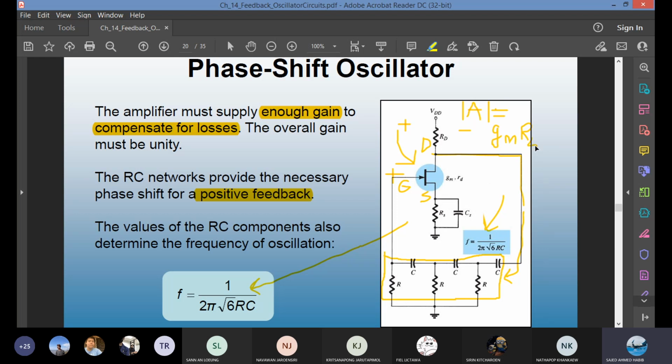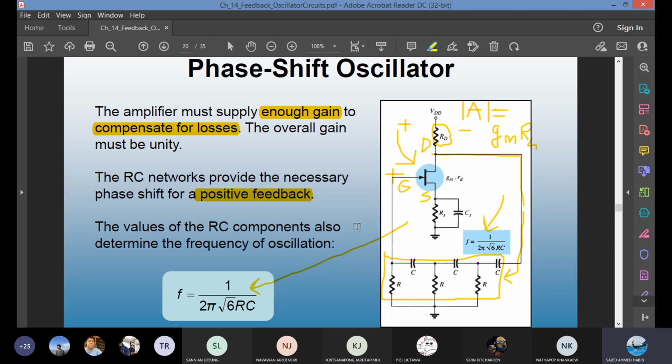The other one, RL. When we did the voltage series feedback, we know RL. If you have nothing else connected, it is big RD in parallel with small RD. Small RD is always given in the JFET AC analysis equation. If you don't want to ignore the small RD, you can say big RL equals RD parallel small RD, which means RD multiplied by small RD divided by RD plus small RD.